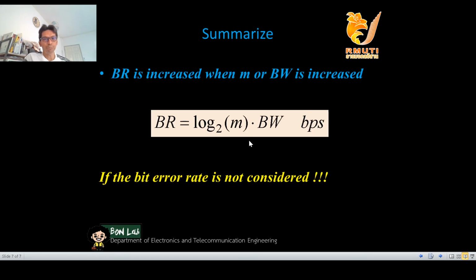And again, today I'm talking about the bit rate, and the bit rate is increased when the M is increased, or when the bandwidth is increased, for example, from 20 megahertz to 250 megahertz, for example. And if the bit error rate is not considered, we will get this equation.